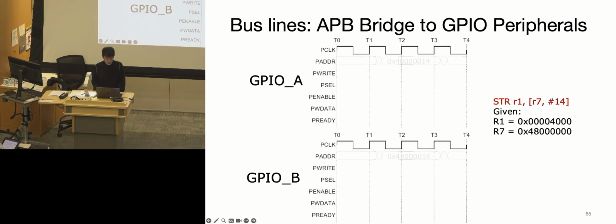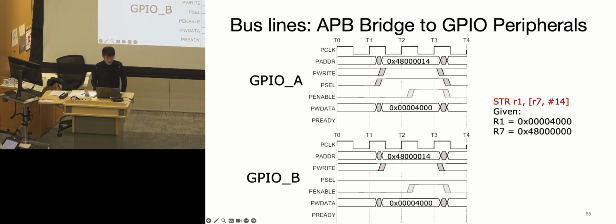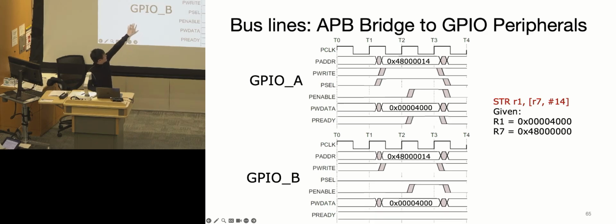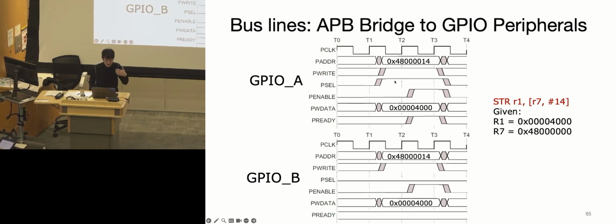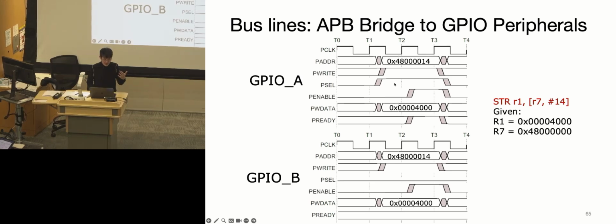Okay, so this is what the image will look like for that instruction. Basically, all of these are the same except for the p-select. The p-select was on only for the A, and that's why it happened. This instruction only happened on the GPIO A.